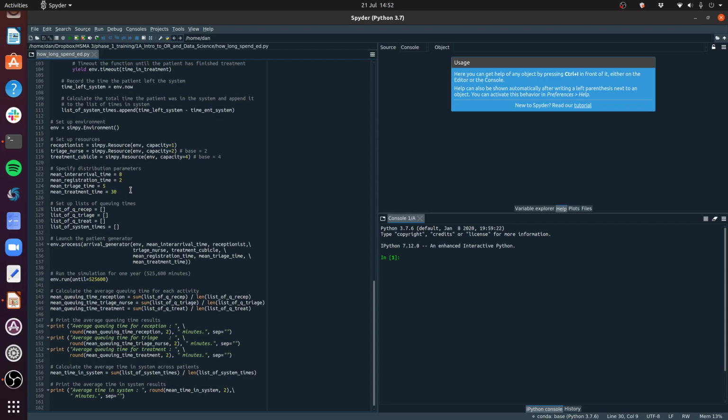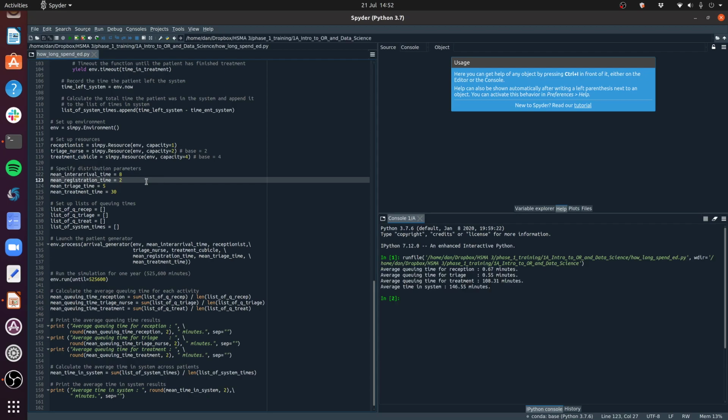So let's, first of all, start with the registration time. Let's run it in the base case so we can see what we're doing. So let's just run that model. Now, in reality, you would want to run this model lots and lots of times and take averages over those results. Just for the sake of speed, we're not going to do that here.